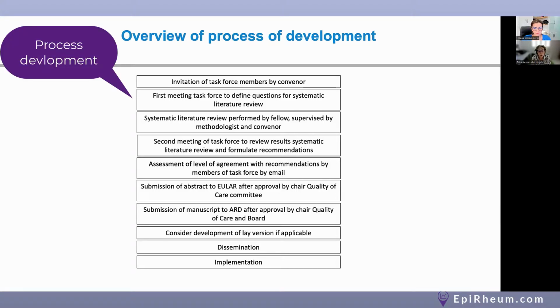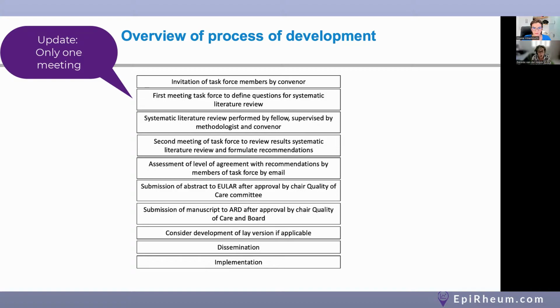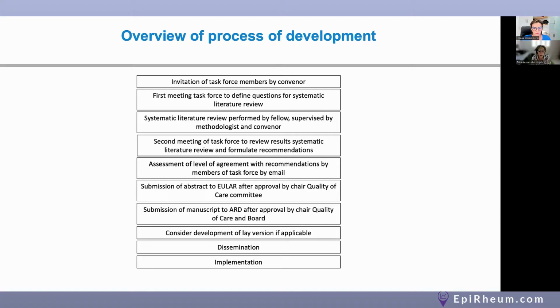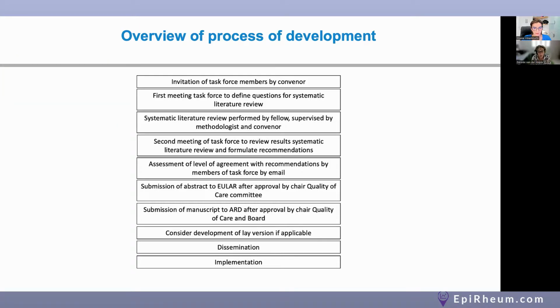Then usually when it's the first time for recommendations, there will be 2 meetings. And usually when there's an update, there is frequently only 1 meeting. So if you start with new recommendations, you have the first meeting of the task force, and then you define which questions need to be addressed by systematic literature review. Thereafter, that SLR is performed by 1 or more fellows and supervised by the methodologist and the convener.